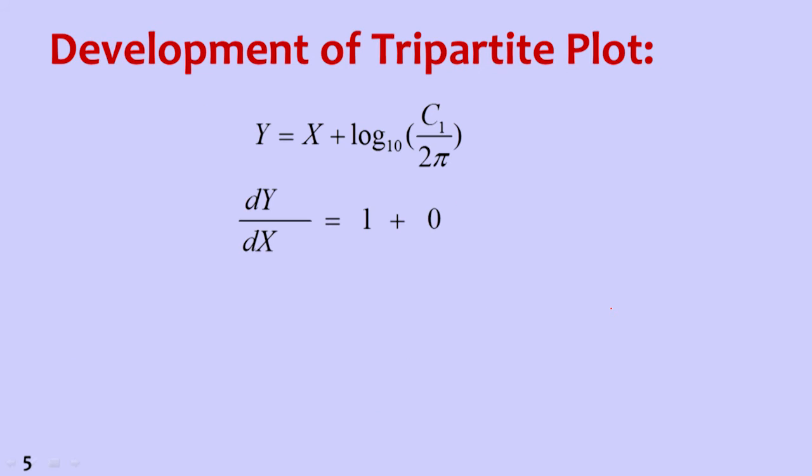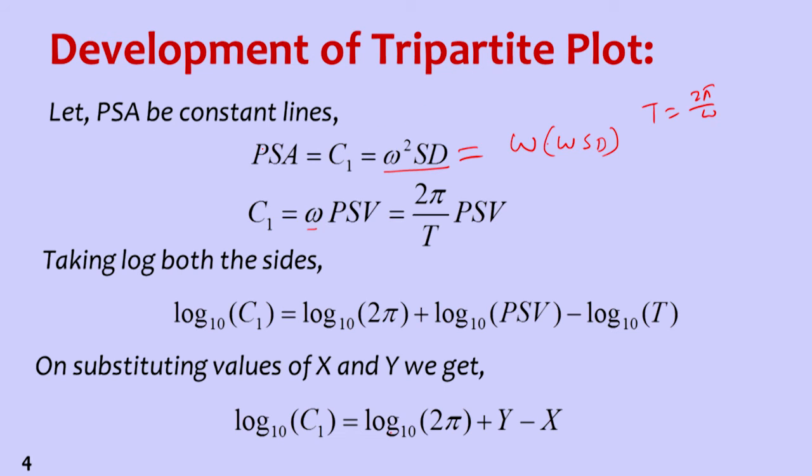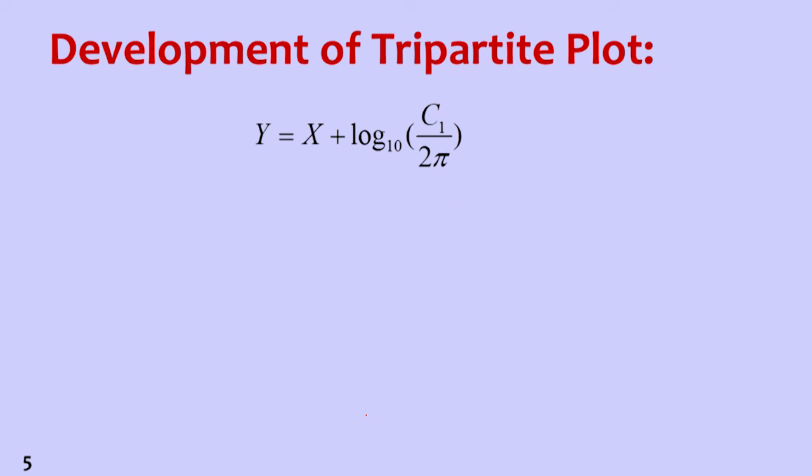Now if we write this equation in the form of y is equal to mx plus c, what we get from the earlier equation is y is equal to x and these values, so C1 by 2 pi. So y is equal to x plus log to the base 10 of C1 by 2 pi. So this is constant.